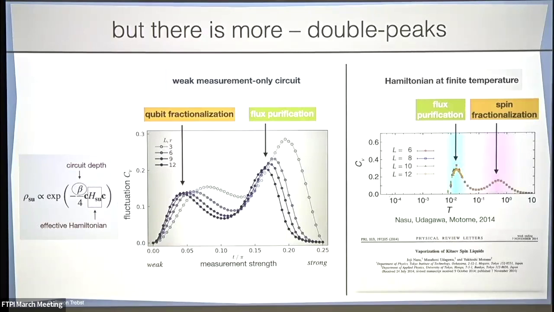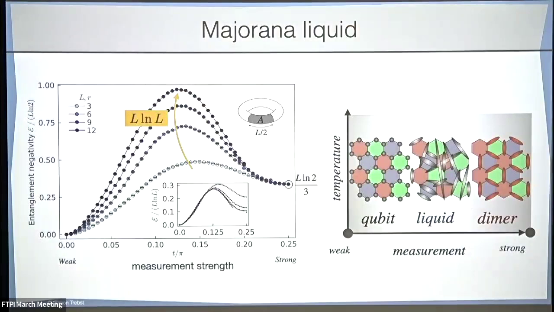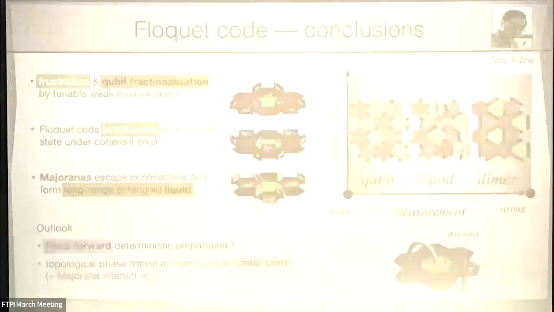If I go to very weak measurements, akin to the Nishimori story, like high temperature, I can see the fractionalization of qubit degrees of freedom into Majorana fermions. Okay, good. So let me jump over the rest. Oh yeah, I will tell you what's in the middle. Between the two peaks, there's a Majorana spin liquid, where you now have this valence bond superposition of these Majorana pairs, and the scaling is L log L of the entanglement negativity in that region. Okay, I will stop. Okay, thank you.